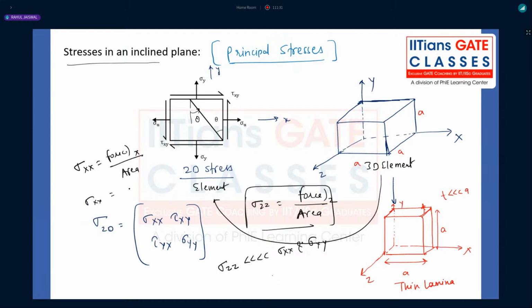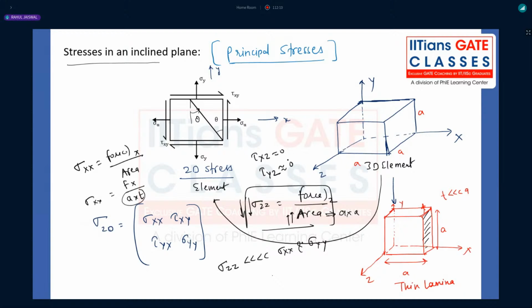Now tell me what is the area on which it is acting. Let's suppose the force is Fx. What is the area? Can I say A into T? Correct, A into T. What about this other area? A into A. Now tell me which area will be larger. This area will be very, very large as compared to this area. If this area is very large, sigma zz will be very small. A similar argument holds for tau xz and tau yz; those will also be 0.